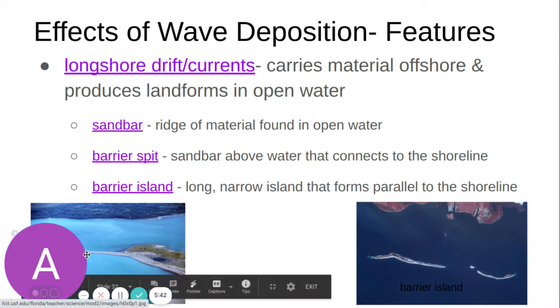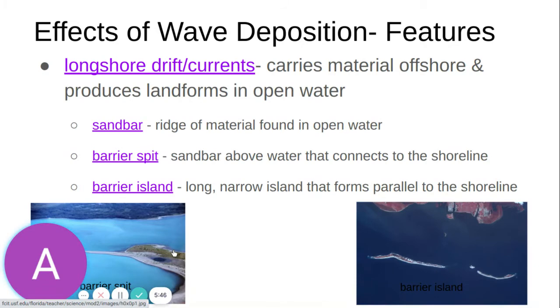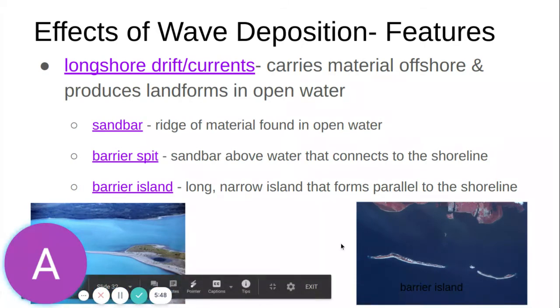And there's an example down here. Notice it connects to the shoreline. And then you have a barrier island, which is a long, narrow island that forms parallel to the shoreline. So here's your shoreline up here, and then here's your example of a barrier island. And this is essentially a sandbar that has continued to grow due to sediment depositing, and now you can see that it's above the water.